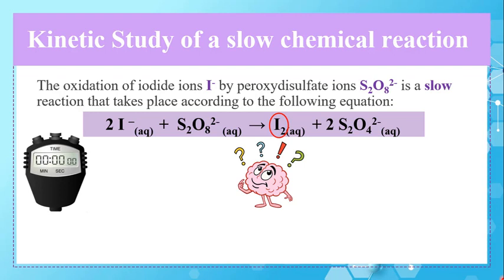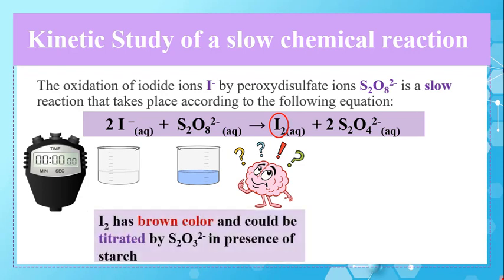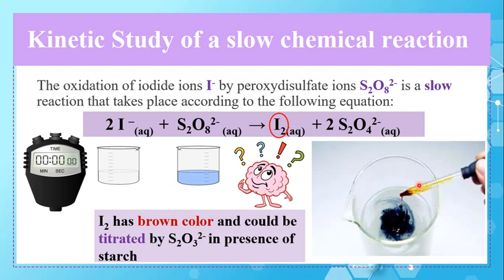Also, I have to prepare a specific volume of each of the two reactants that have known concentration. Iodine I2 has brown color and could be titrated by thiosulfate ions S2O3 2- in presence of starch. This is the color of iodine I2, brown color. This is a solution of starch. When I add iodine to starch or starch to iodine, a dark blue color is observed.